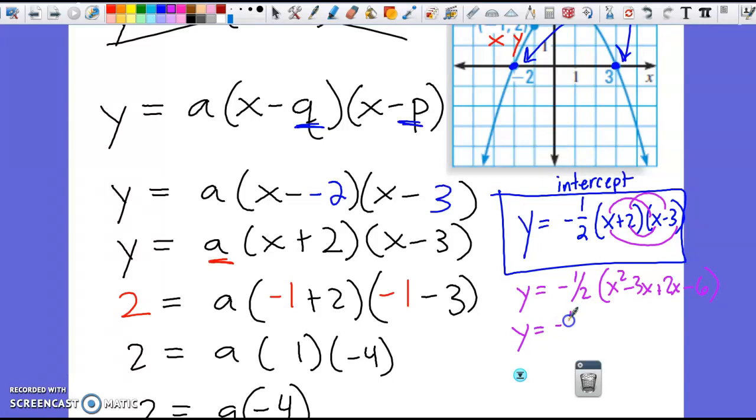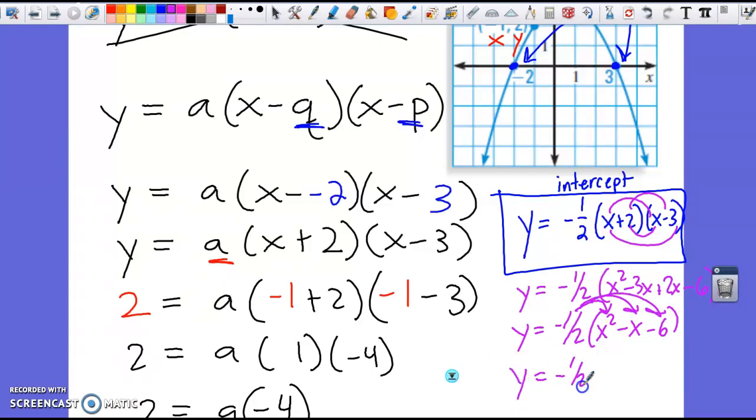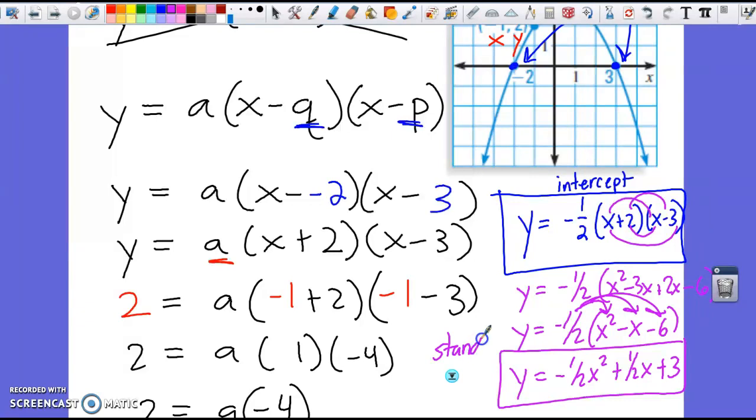So y equals -1/2. Let's combine the like terms in there. X squared minus x minus 6. And multiply by -1/2 on everything now. Distribute to all three terms. So y equals -1/2 x squared plus 1/2 x plus 3. And that's standard form. So I've reviewed two of the different forms we have. We have intercept form, which is in blue. That's from Unit 8. Standard form from Unit 9. And now vertex form for Unit 10.